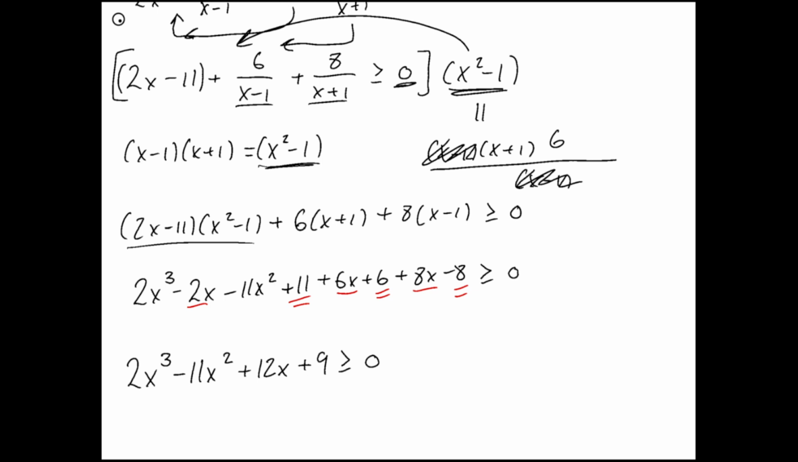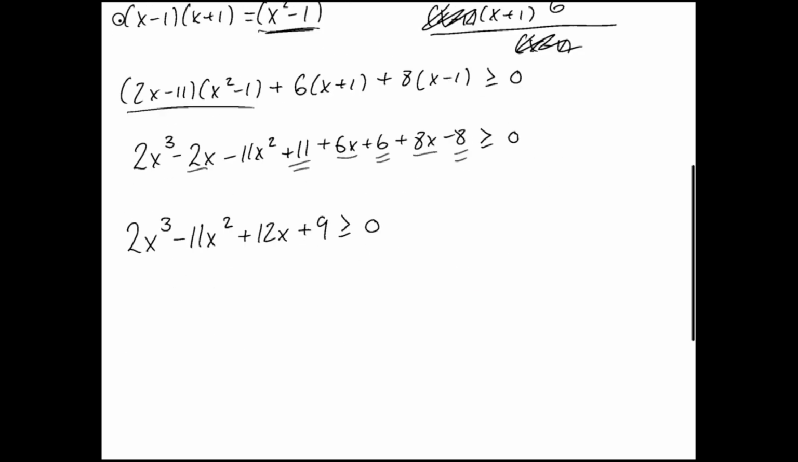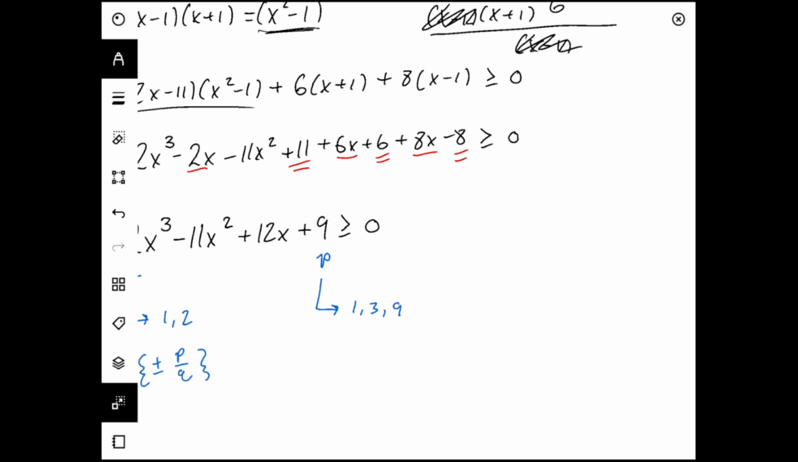So the first thing we have to do is use the PQ method to test some zeros. So let's do this in a different color so it stands out a little bit. So I'm going to make some space. All right. So we have Q is 2 and P is 9. And I need to know the factors of each of these numbers. So the factors of 2 are just 1 and 2, and the factors of 9 are 1, 3, and 9. And now I can take these numbers and put them in the format of plus or minus P over Q.